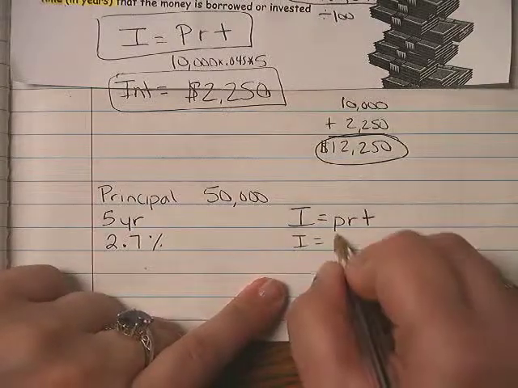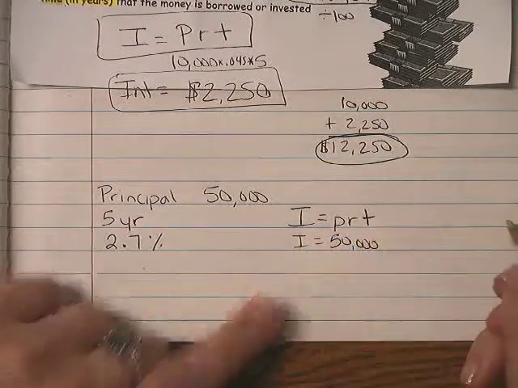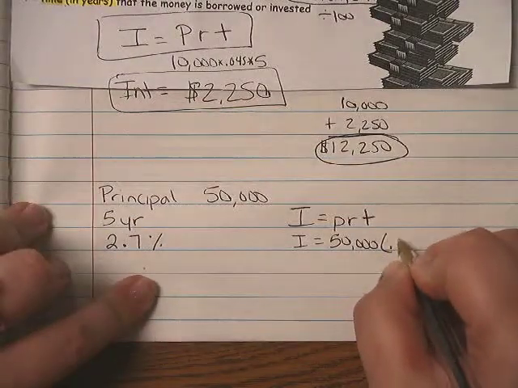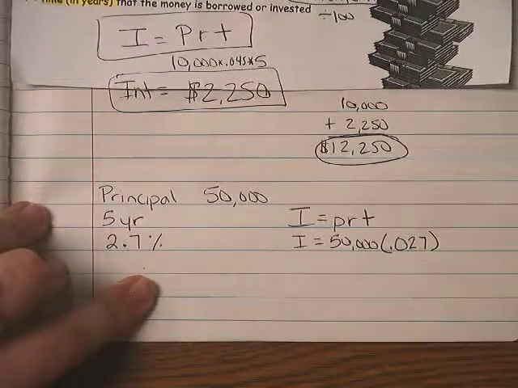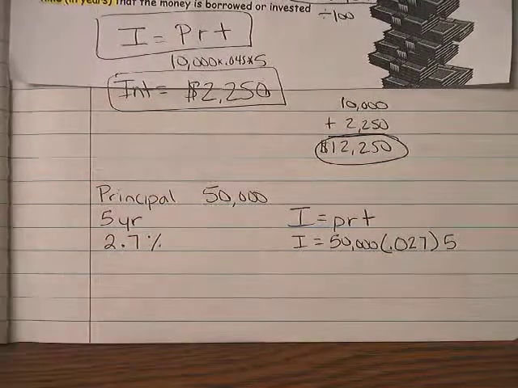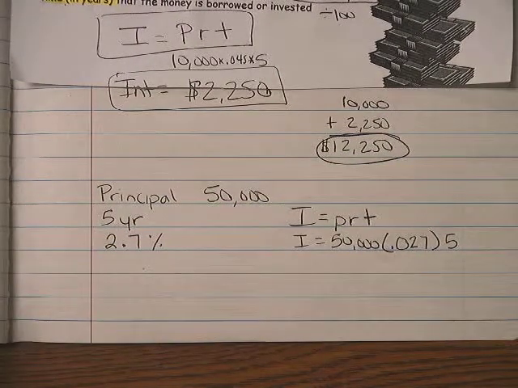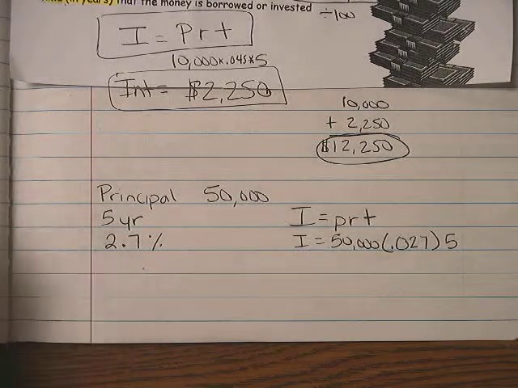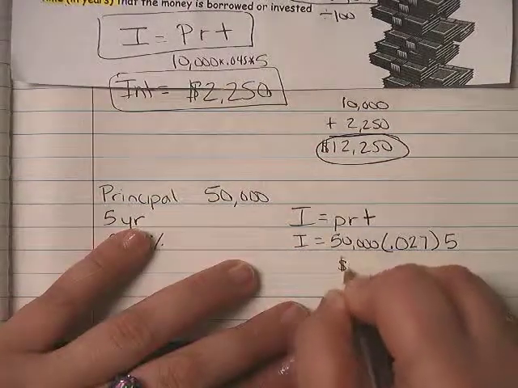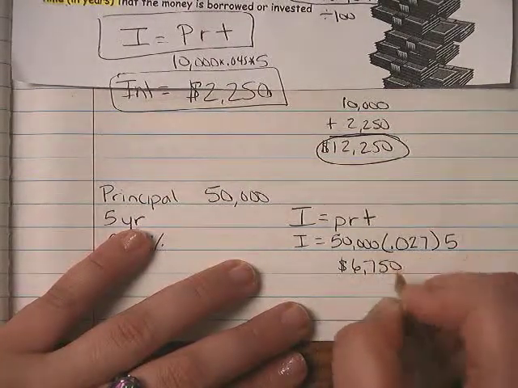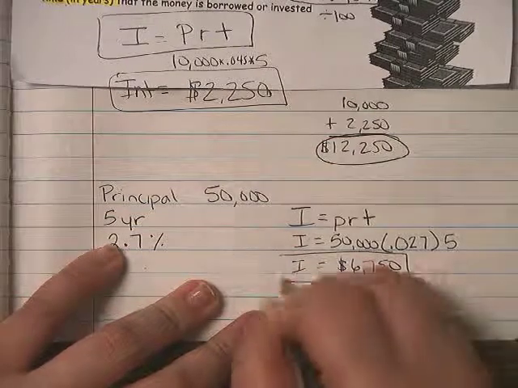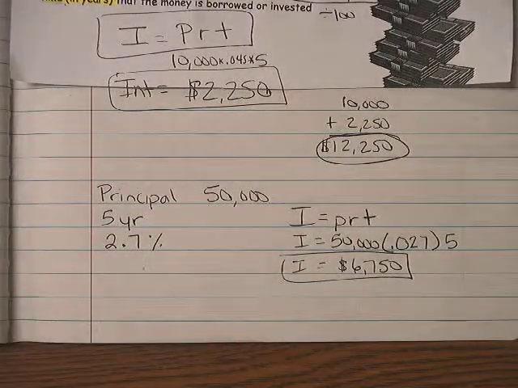So I'm going to use my formula. I equals PRT. Interest, which I don't know yet, equals the principal, which is $50,000, times the rate, which is 0.027, times the year, which is 5. And again, I'm going to plug this into my calculator. And my answer is going to be, I'll be paying $6,750 in interest. And that's all there is to interest.